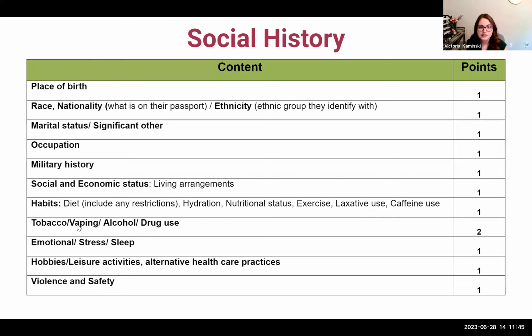For emotional stress and sleep, you're going to ask them what they rate their level of stress at. How many hours of sleep are they getting a night? What do they do for their hobbies or any alternative health practices? And then in terms of violence and safety, you're asking about texting and driving, wearing a seatbelt in the car, those types of things. If they have a gun in the home, is it locked up?